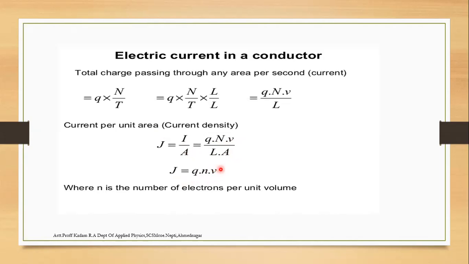Here, in this condition, n divided by L is replaced by small n, which is called the number of electrons per unit volume, multiplied by v, the drift velocity. That is called the relation of the current density.